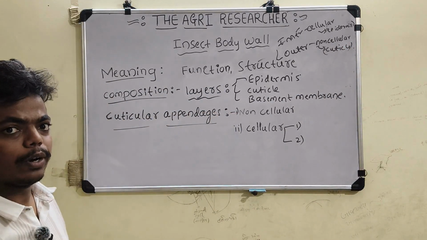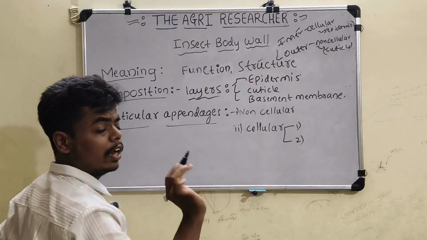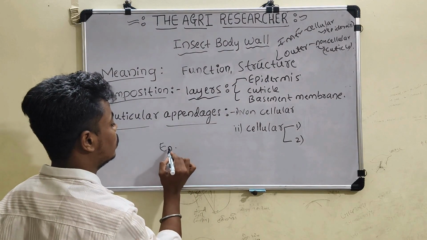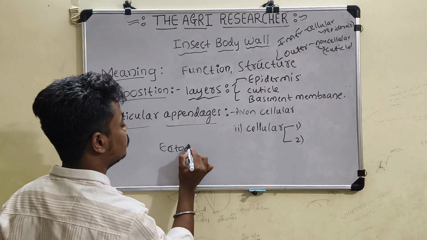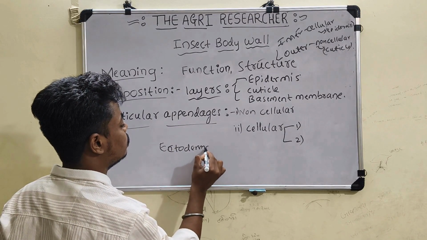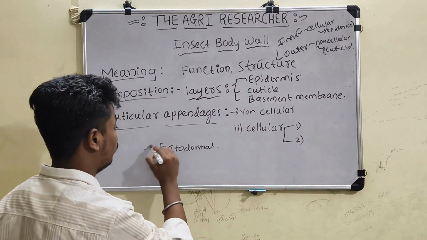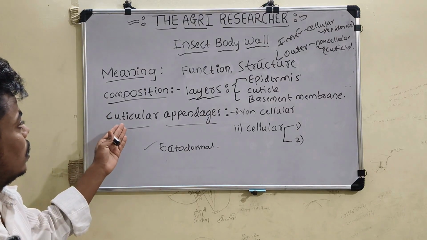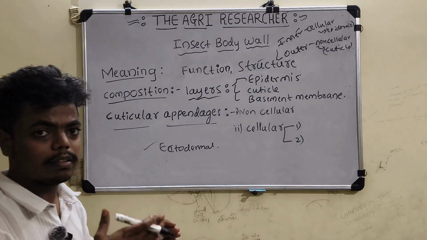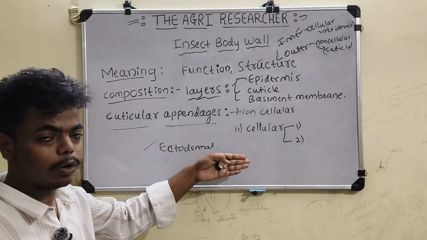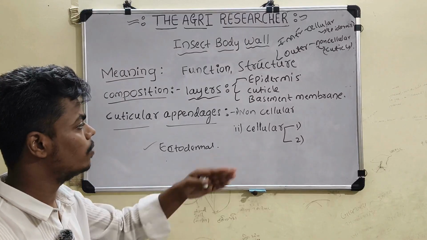One more important point is that the insect body wall is of ectodermal origin. Sorry, ectodermal, not meso and not endo. It is a very important point from the exam point of view. Next, the composition and different layers, we discuss later one by one. And next, cuticular appendages.